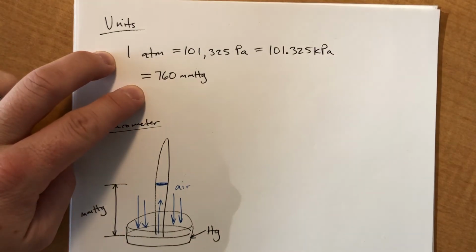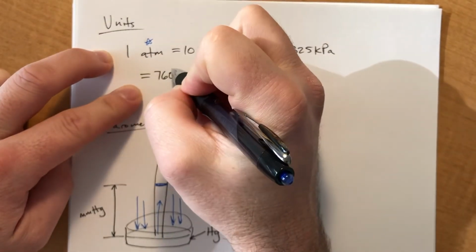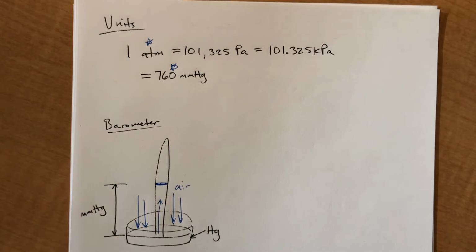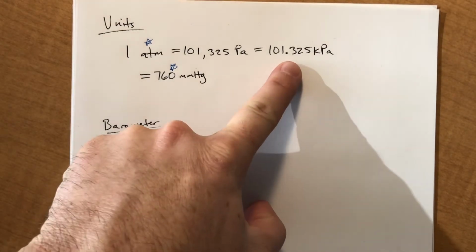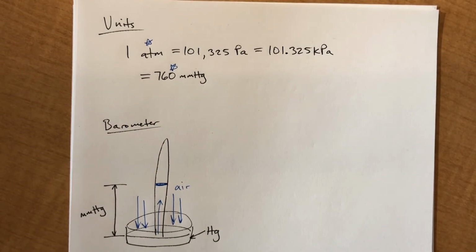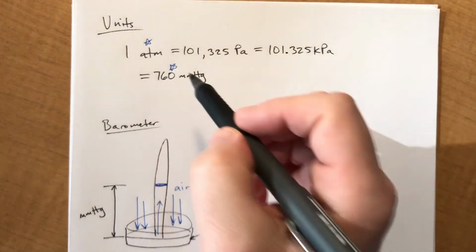Atmospheres and millimeters of mercury are the most likely options for chemistry. Okay, pascals come up a lot in physics, but chemistry, and yes, you saw it in the lab, but chemistry, we try to avoid it if at all possible. We tend to pick one of these two options.